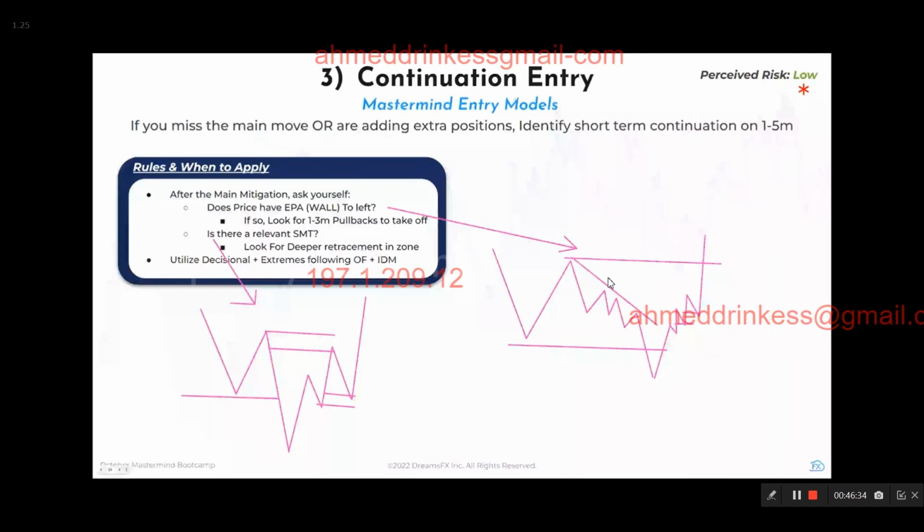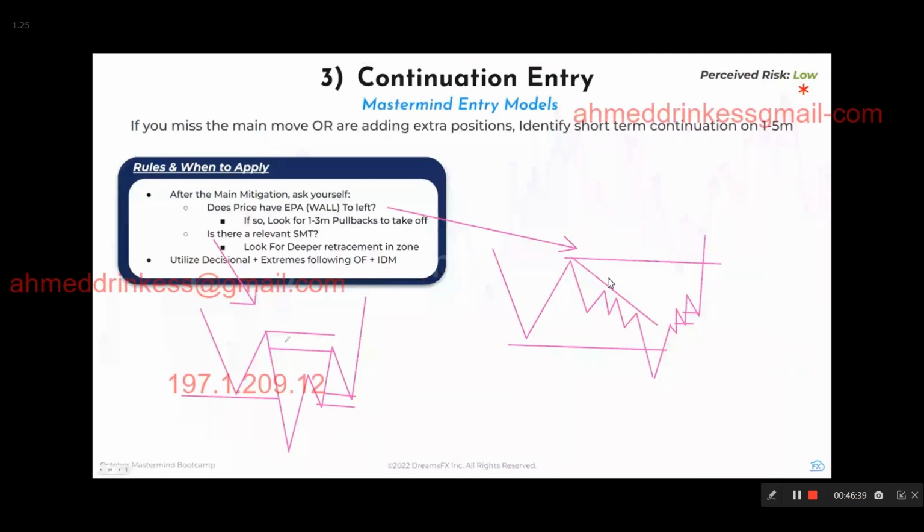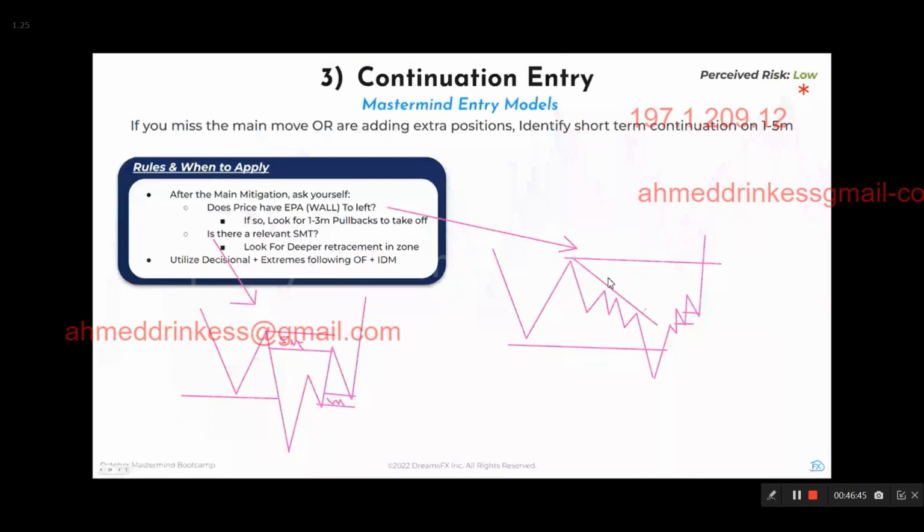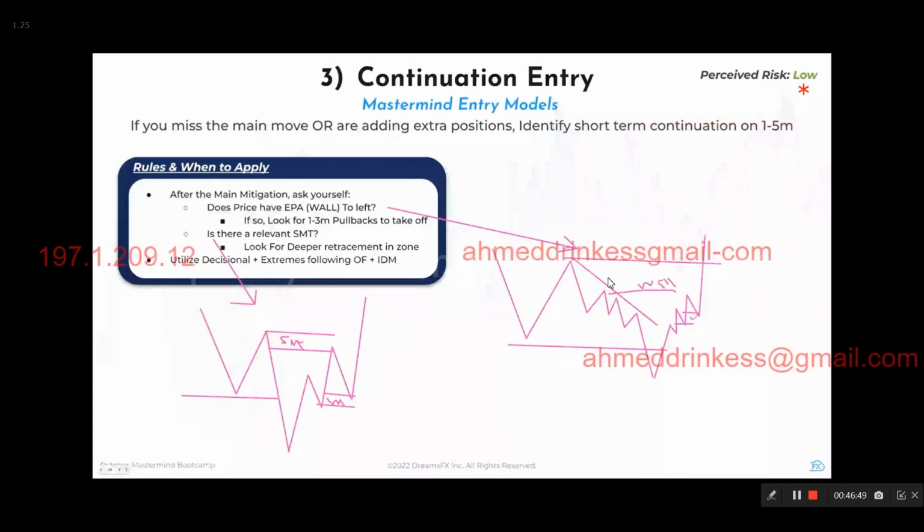So your continuation entries are either going to look like SMT, back to a 1 minute, right? Back to 1 minute, then go higher, or it's going to be wall, back to 1 minute.